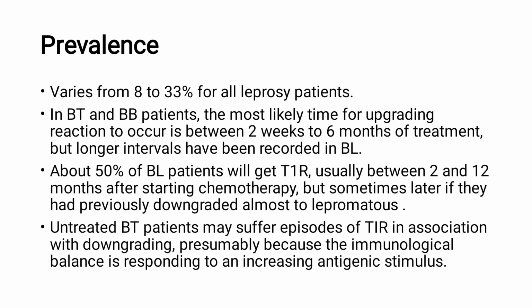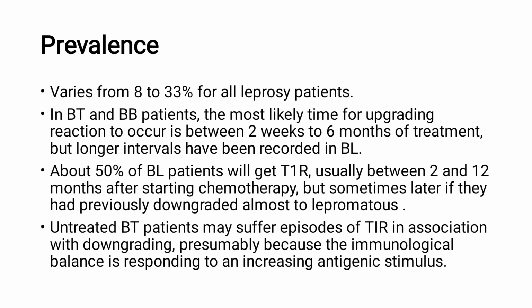Prevalence varies from 8 to 33% for all leprosy patients. Borderline tuberculoid and borderline patients are the most likely candidates for upgrading reactions because they are the most immunologically unstable. Upgrading reactions usually occur between 2 weeks and 6 months of treatment, but longer intervals have been recorded in borderline lepromatous leprosy.